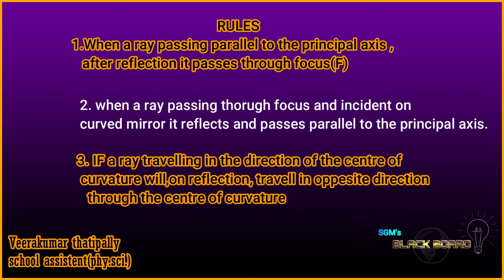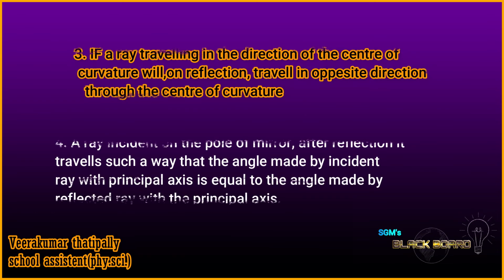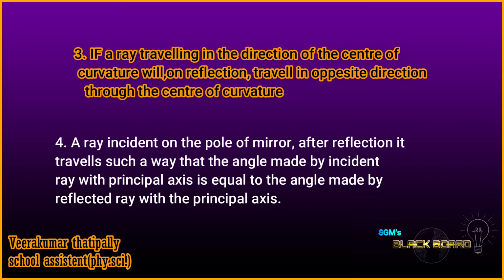And a ray which is incident exactly at the pole of the mirror, after reflection it reflects in such a way that the angle made by the incident ray with the principal axis is equal to the angle made by the reflected ray with the principal axis. So we have to use any two rules to draw the ray diagrams for the concave mirror. Let us see.